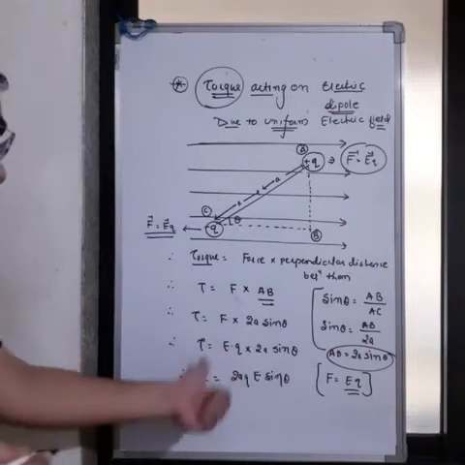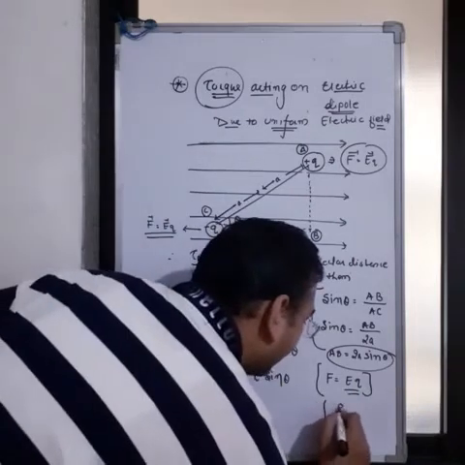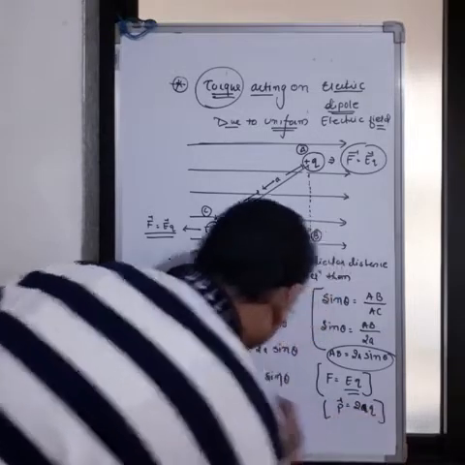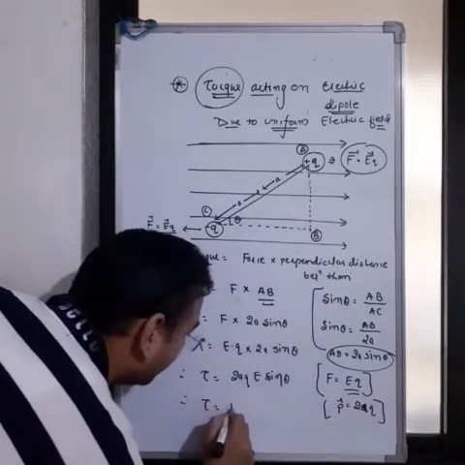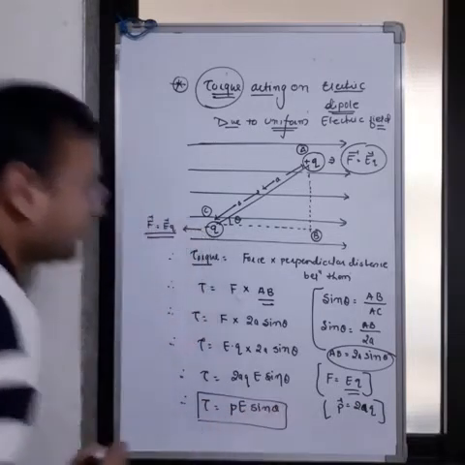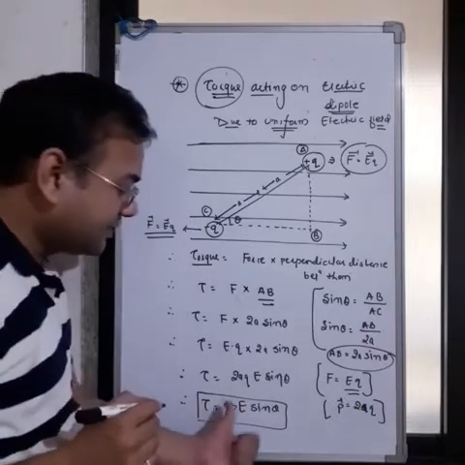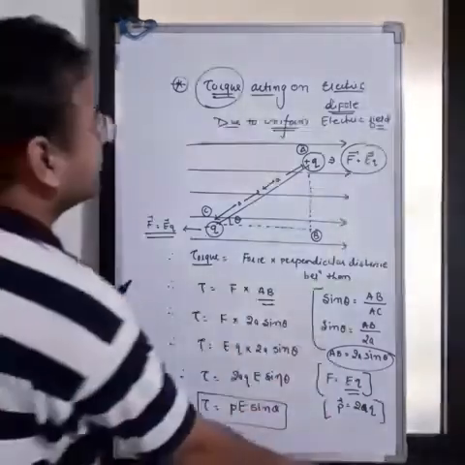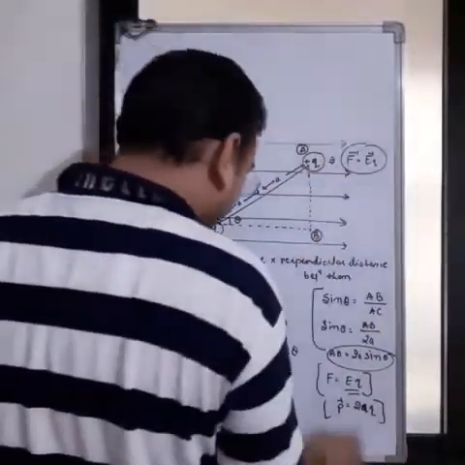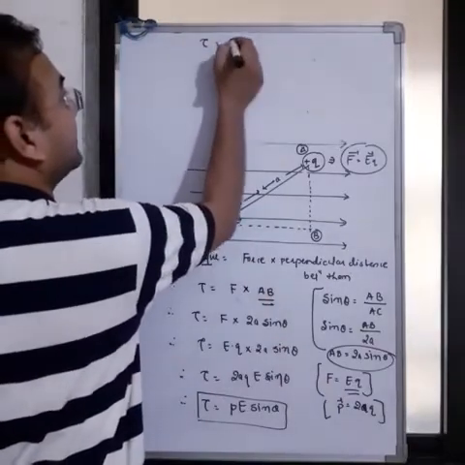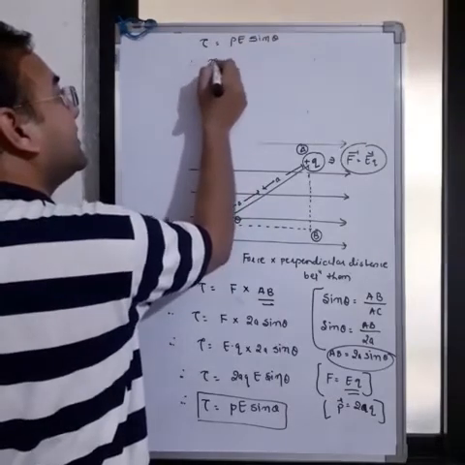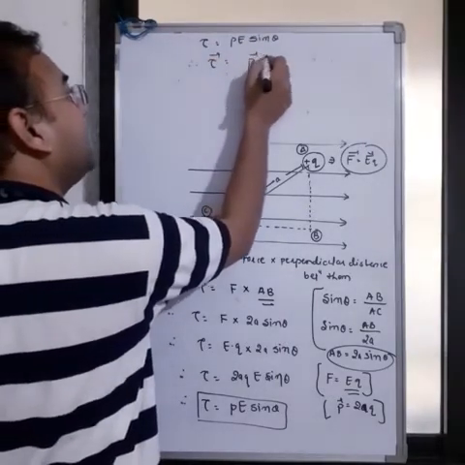We already know that this 2aQ is the electric dipole moment, so P is equal to 2aQ. So we can write down that torque is equal to P into E sine theta. Yes or no? So what is the formula of torque? Torque is equal to PE sine theta. When we write it in vector form, it is P cross E.